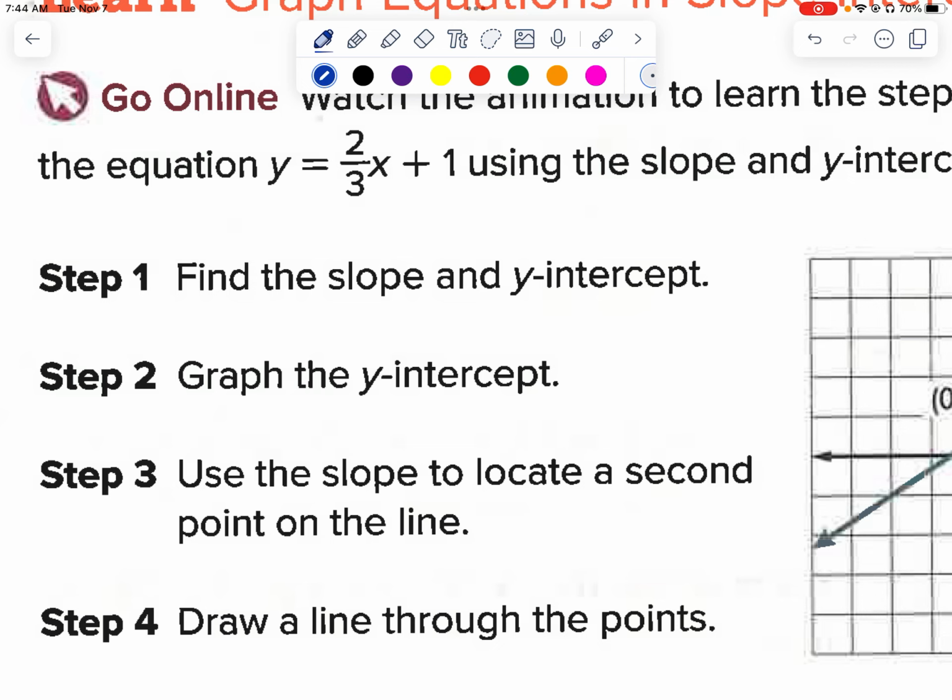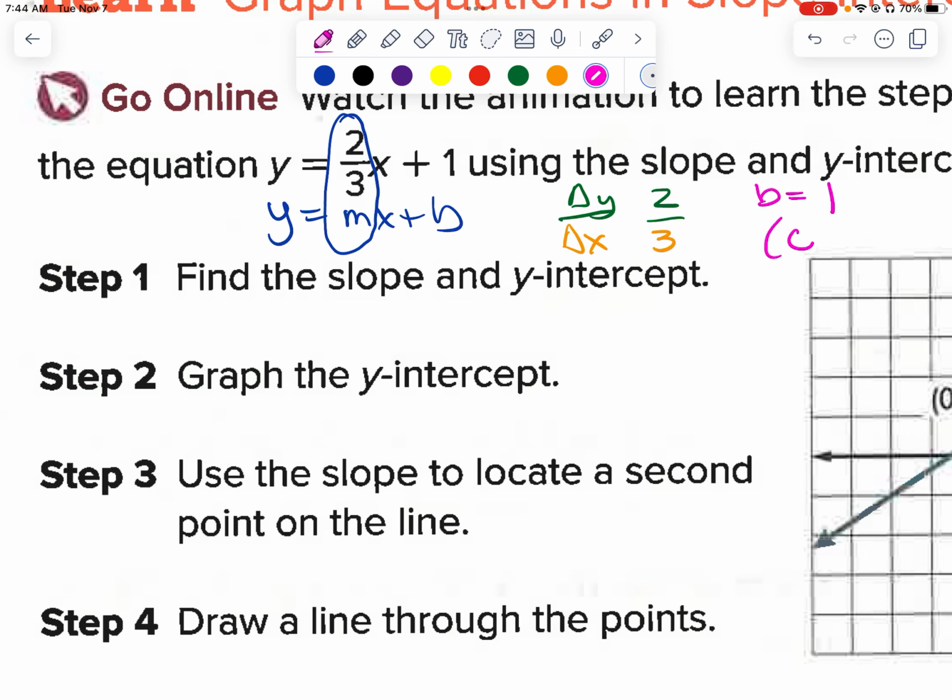So remember that the slope is what goes in front of the x. So you have the change in y. So that's the number on top, 2. And then you have the change in x, which is the number on bottom. And then the b value is 1, but we like to look at it as the point 0, 1.